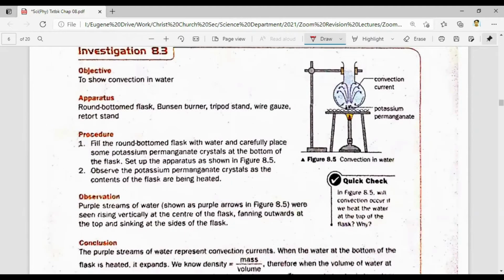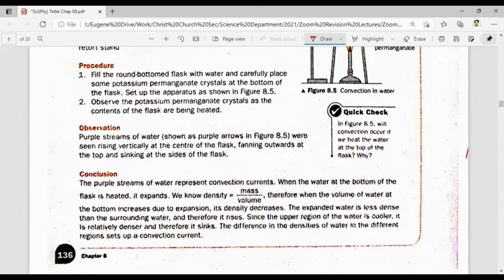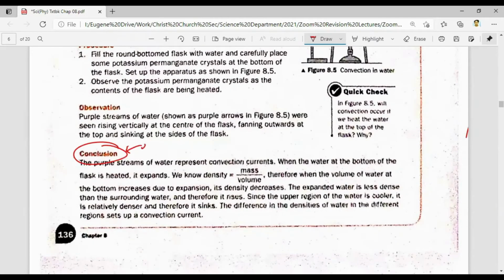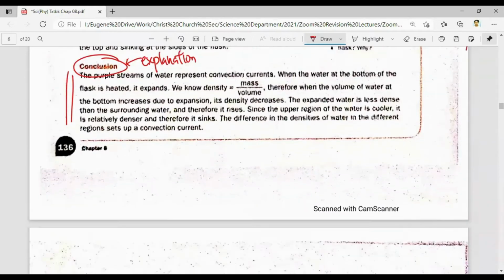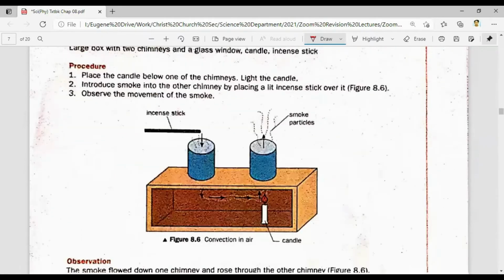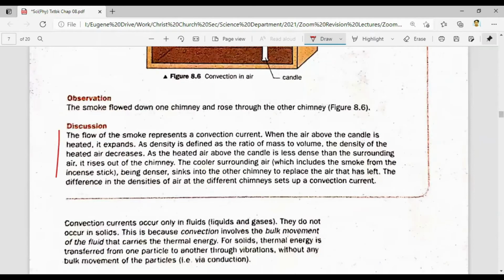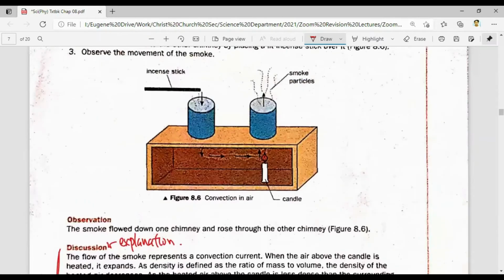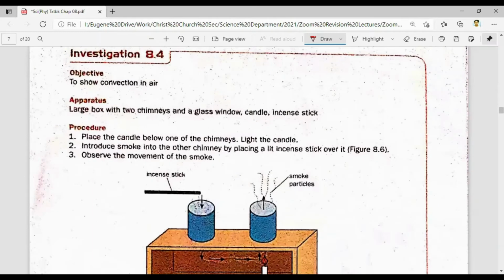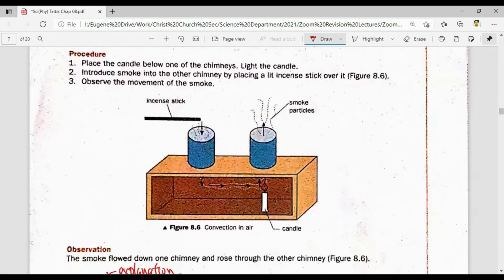So this is a little experiment you can read through. But in actual fact, the conclusion is typically the explanation that the teachers are looking out for, or what the question is looking out for whenever you're answering questions regarding convection. So this is actually a very long explanation. There's also another one. If you look at this whole thing here, the discussion here is also the explanation of what is happening and how to go about describing. Now, there is a general shortcut in the way you're going to explain it, whether it's going to be heating or cooling. There are a few different ways to go about doing it.